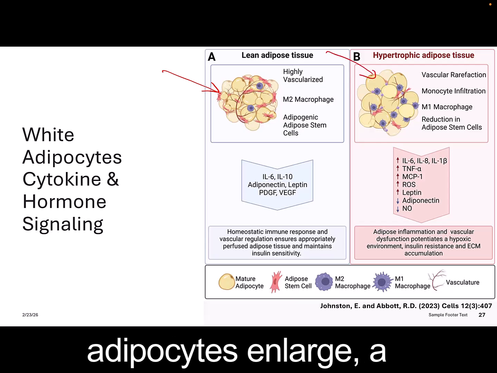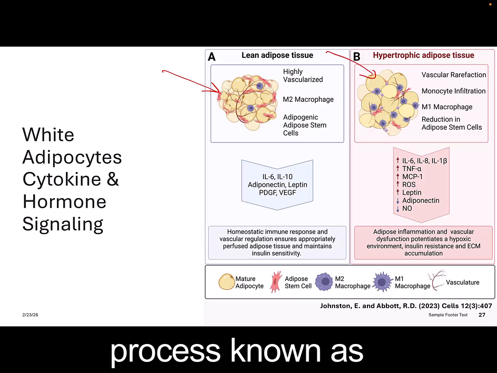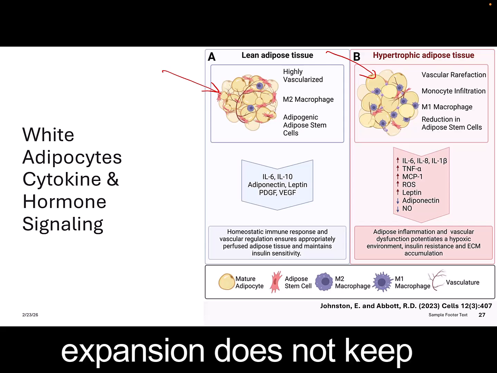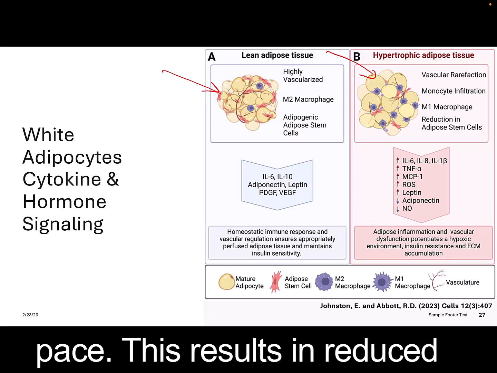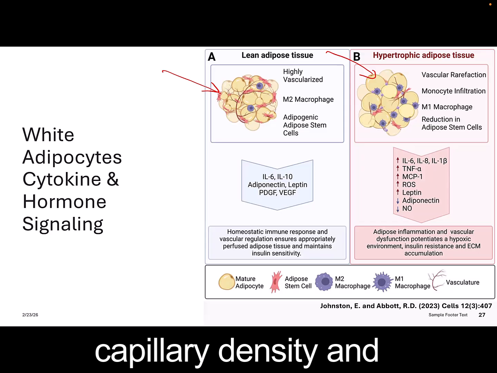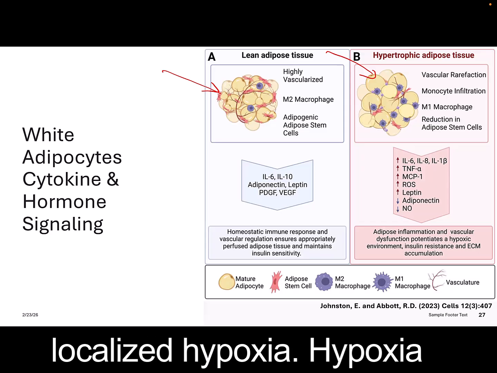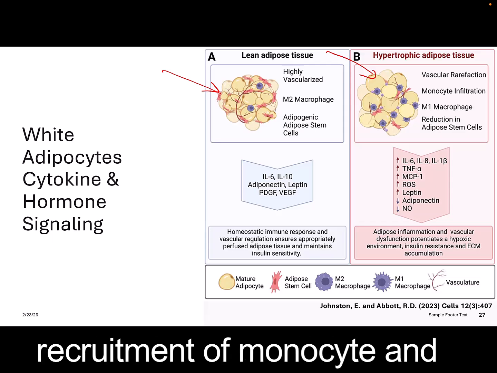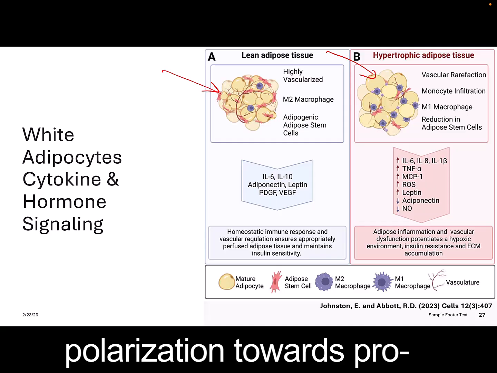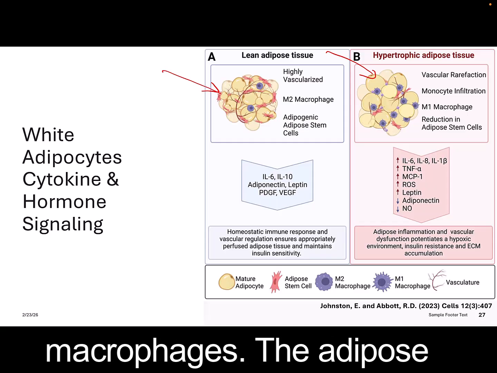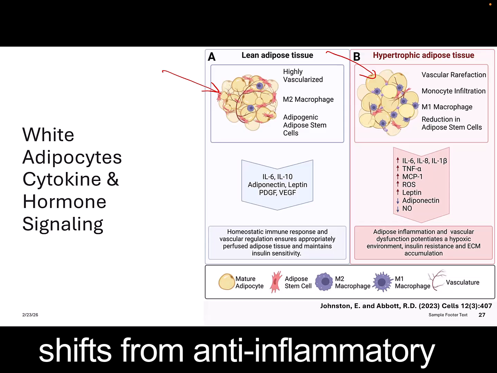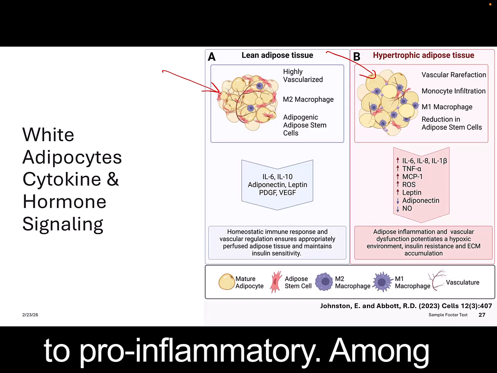In obesity, adipocytes enlarge, a process known as hypertrophy, but vascular expansion does not keep pace. This results in reduced capillary density and localized hypoxia. Hypoxia triggers stress signaling pathways and the recruitment of monocytes and polarization towards pro-inflammatory M1 macrophages. The adipose tissue microenvironment shifts from anti-inflammatory to pro-inflammatory.